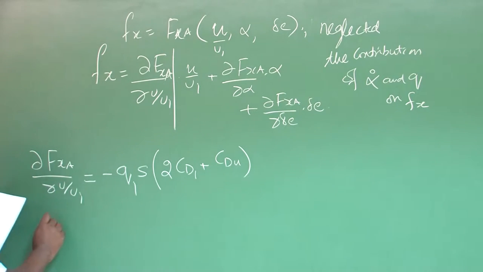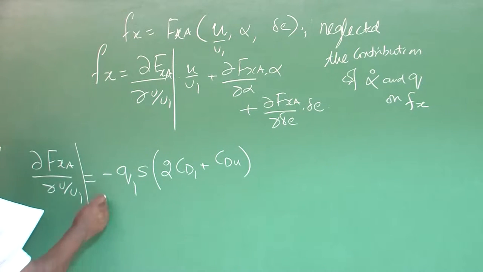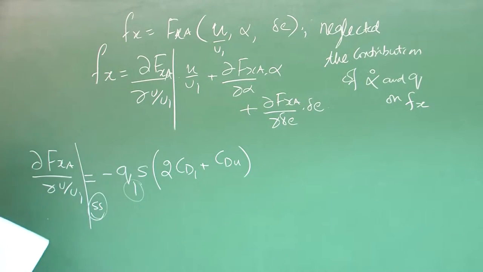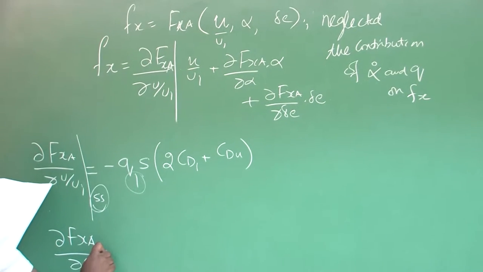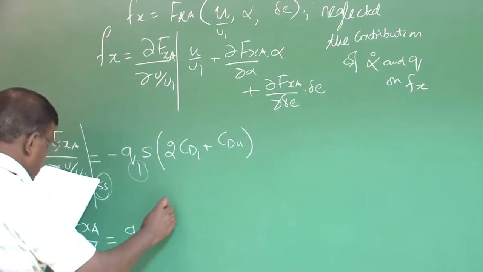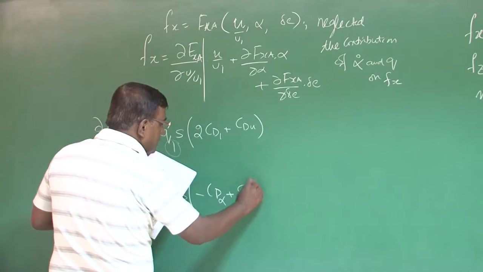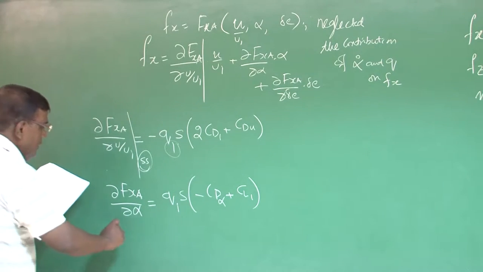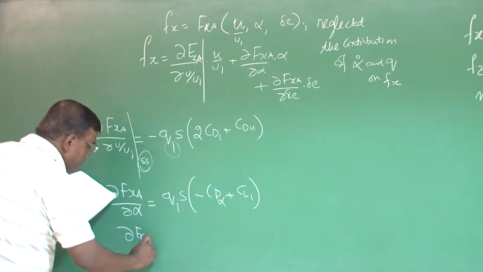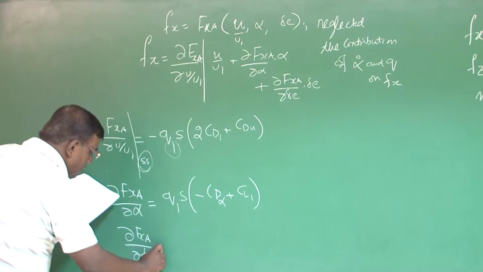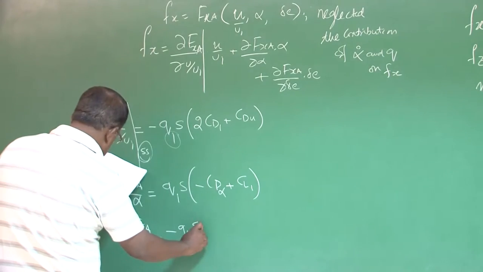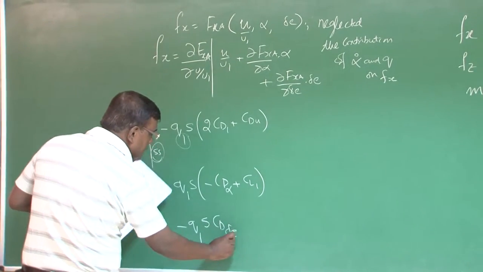Similarly, of course, at steady state, because that is steady state, I am using the term 1 here. And what is the steady state for our case? It is the cruise. Similarly, dfxa by d alpha, we found it to be q1 s (minus cd alpha plus cl1). And similarly, dfxa by d delta e was found to be minus q1 s cd delta e.